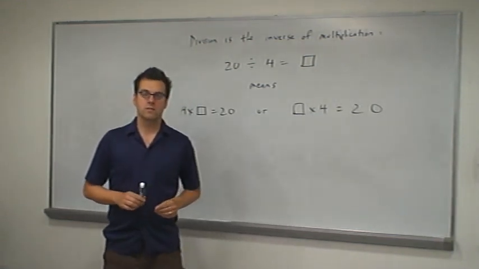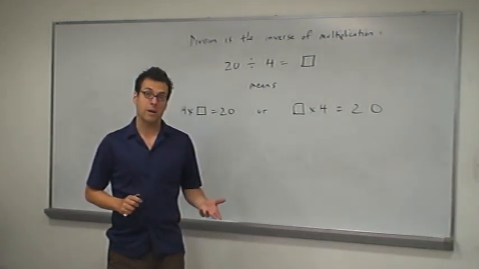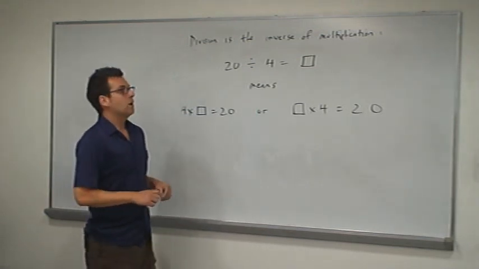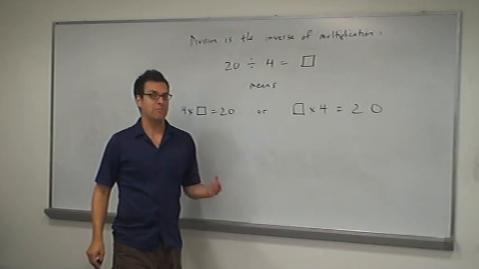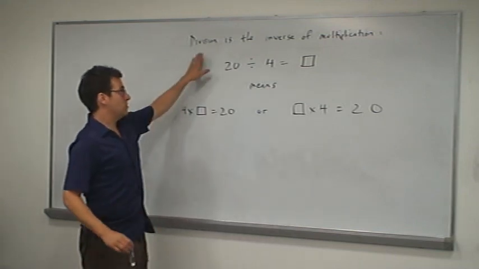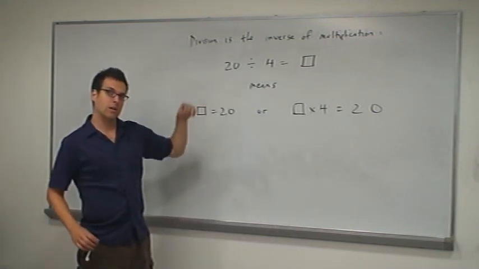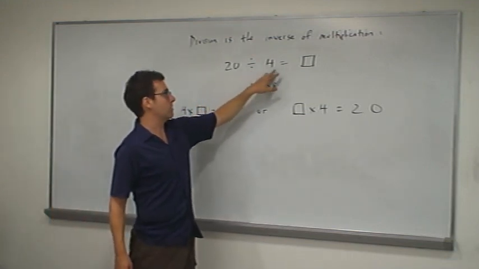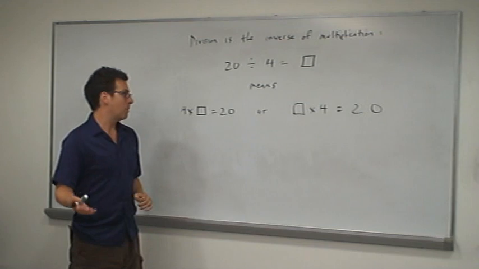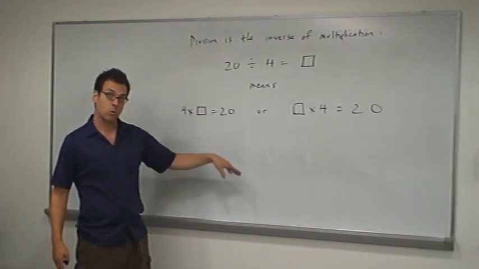So now we're going to continue our discussion of the arithmetic operations with division. Again, as with all the other operations, we're going to start with a clear, precise definition of division. Division is the inverse of multiplication, and what we mean by that is that, for example, the answer to the problem 20 divided by 4 is the same number that multiplies by 4 to give us 20.